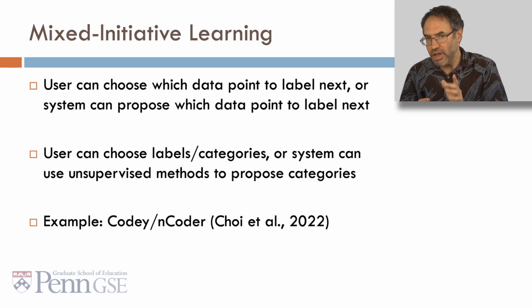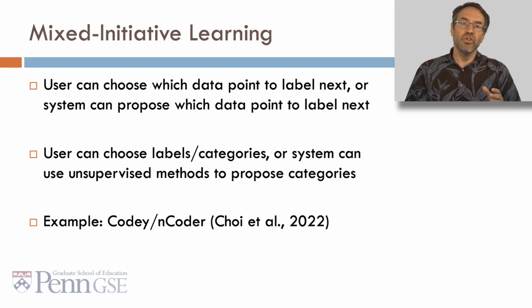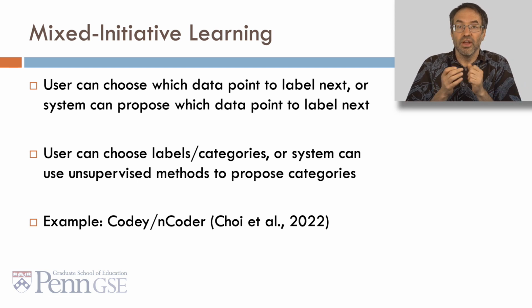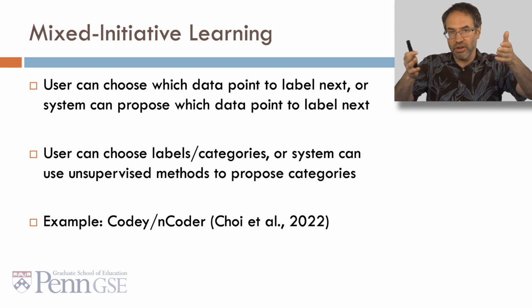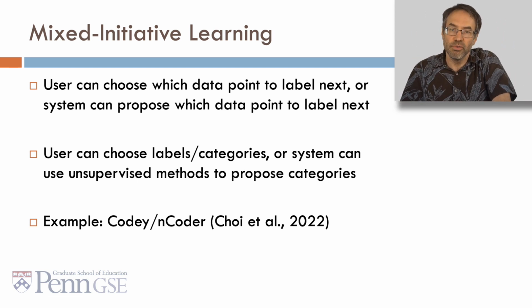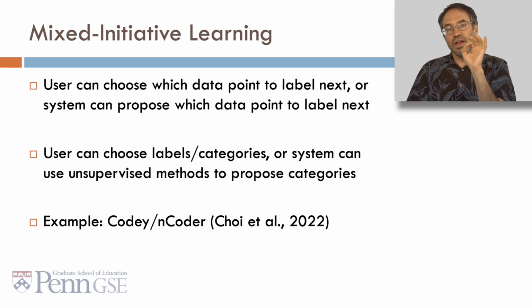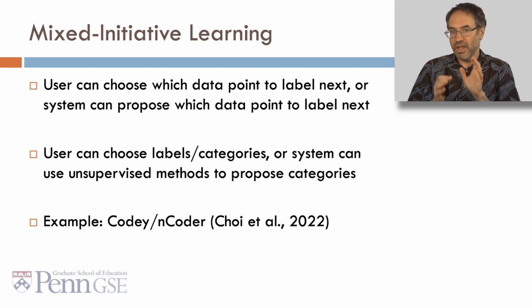Now, another method that's related to active learning, but not quite the same, is mixed initiative learning. In mixed initiative learning, the user can choose which data point to label next, or the system can propose which data point to label next. And the user gets to pick which of these is going to happen. Also, in mixed initiative learning, the user can choose the labels or categories that it's selecting from in the model, or the system can use unsupervised methods to propose categories, and then the user can iterate on those. And an example of both of these is seen in the combination of Cody and Encoder by Jae-yoon Che and her colleagues. It's a really cool system, and people in the quantitative ethnography community are using it more and more.